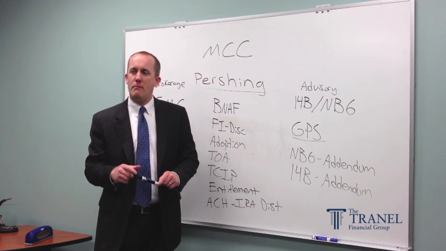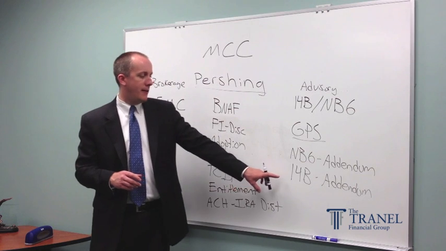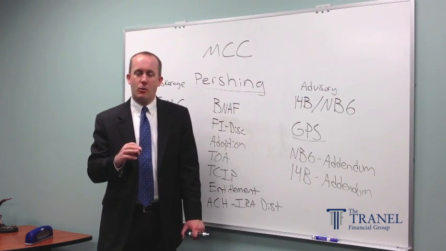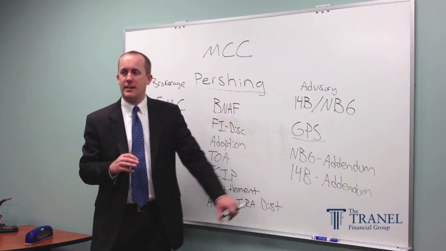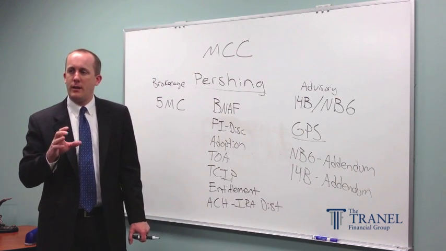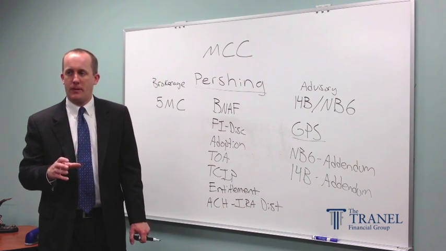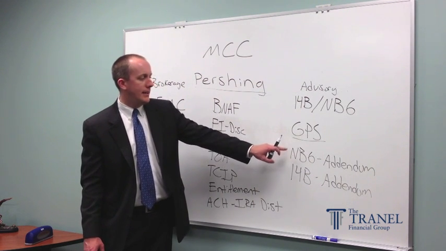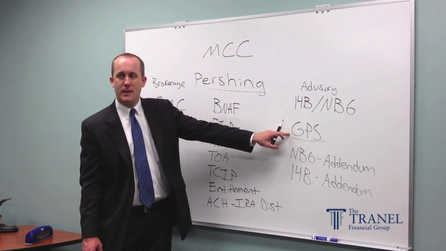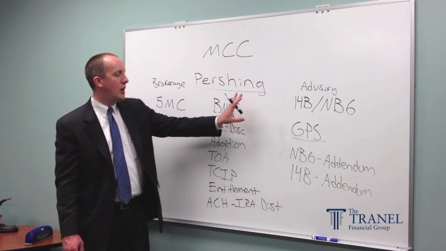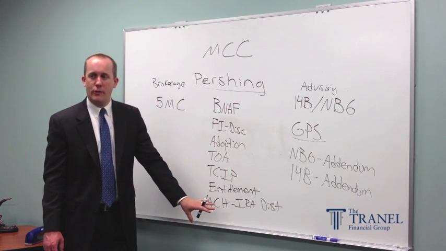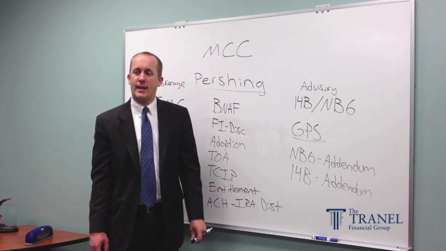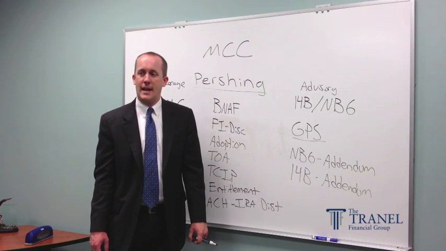You'll probably remember from a previous segment that 14B was your custom advisory platform, and NB6 was your Liberty One model-based platform. You need to use either of these addendums in conjunction with the GPS, in conjunction with whatever you need over here, in order to establish the type of advisory account that you're trying to establish.